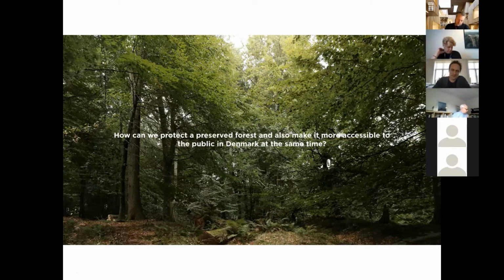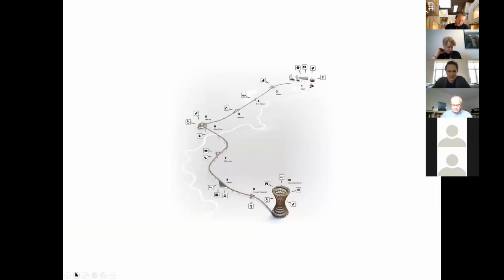And this was the real design challenge that we were faced with, and by designing a boardwalk and a tower that lifts you above the trees, you could experience the whole thing without roaming around in the forest bed and destroying all the microclimate and the protected and preserved water creeks and stuff around the forest.